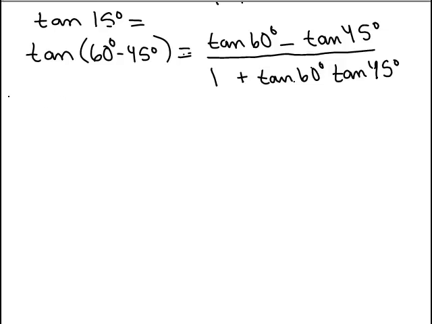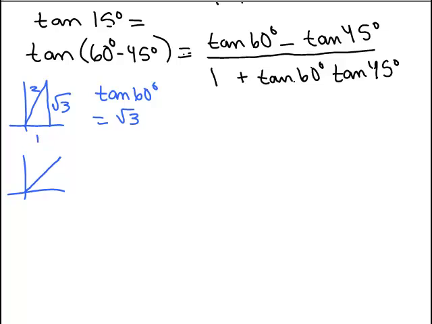Okay, so let's draw a little picture. 60 degrees, I think of this way: 1, square root of 3, 2. So the tangent of 60 will be square root of 3 over 1. And the tangent of 45 is the easy one. It's 1 over 1, which is 1. So let's go ahead and plug those in here.